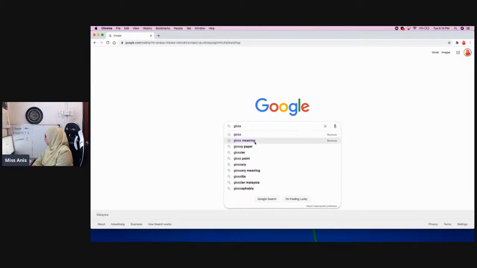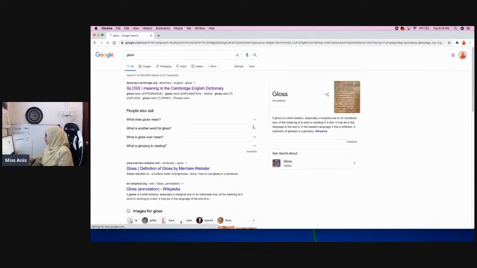G-L-O-S-S. Nampak tak? Banyaknya gloss dekat sini. That's why kadang-kadang when you try to deal with internet, they will give you everything. But the thing is, how would you know which one out of that everything is the right one? So yang ni yang susah sikit these days, and then that's why there's a lot of fake news. So tolong hati-hati dengan bila korang surf the internet. Okay, so gloss. Now, if you just click gloss, kantor kat situ Miss ada guna tadi. So bila just type gloss sahaja.